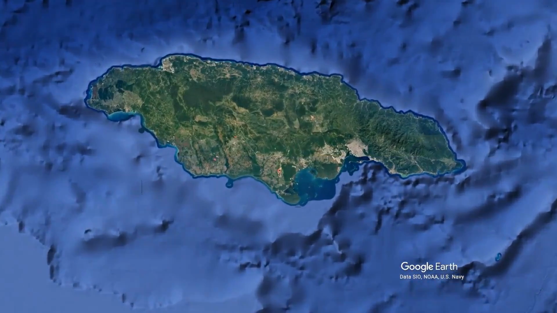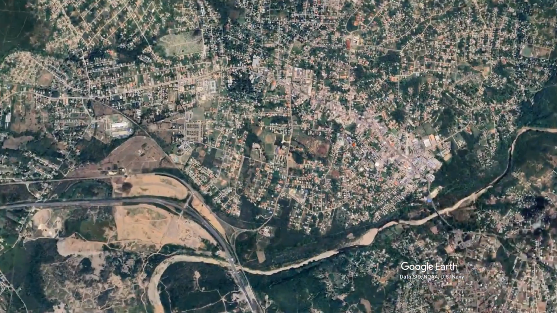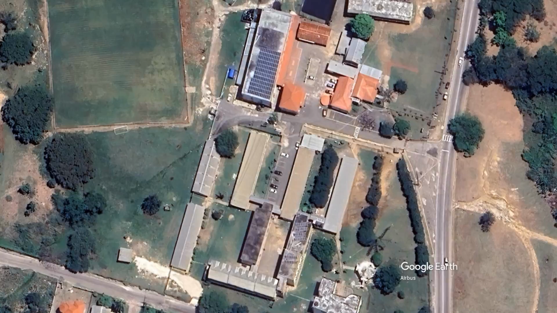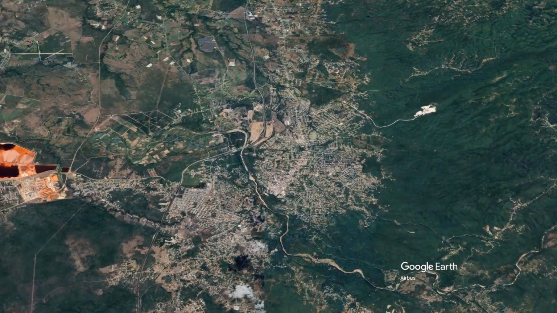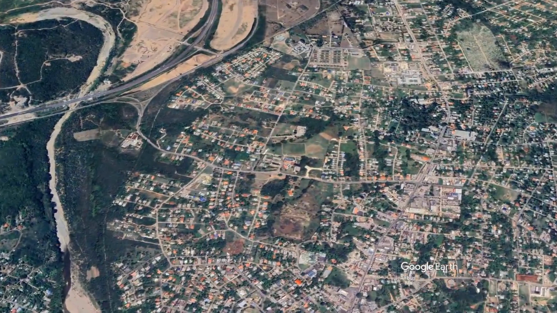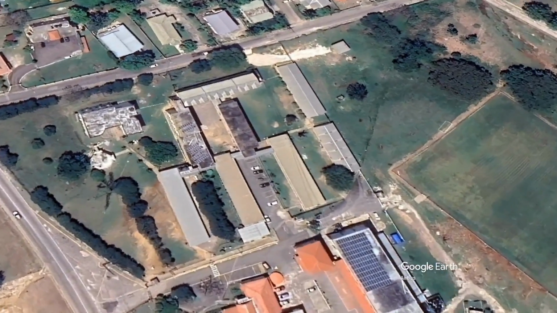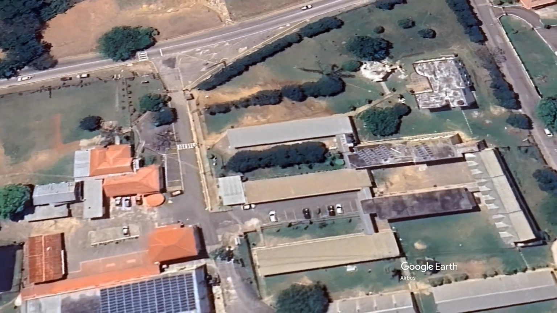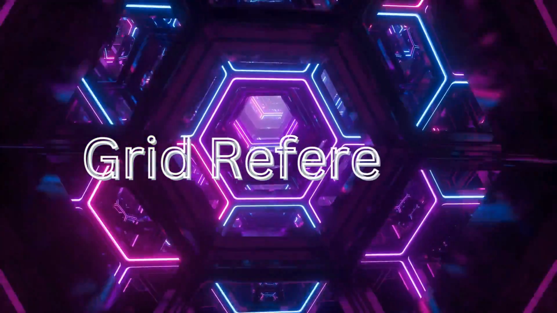So, the next time you visit Google Earth and you're able to do this, or even to do this, it is all because of grid reference.